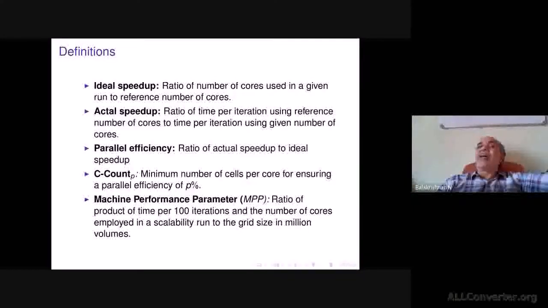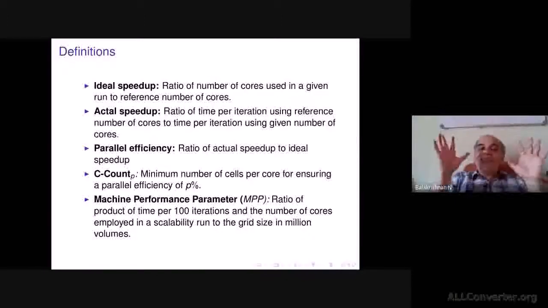Actual speedup is this: I run my problem on 10 cores and I also run my problem on 100 cores, and calculate the time per iteration on 10 cores and the time per iteration on 100 cores. I divide the first by the second, and that gives me the actual speedup. Now the question is whether the actual speedup will be equal to, less than, or more than the ideal speedup.